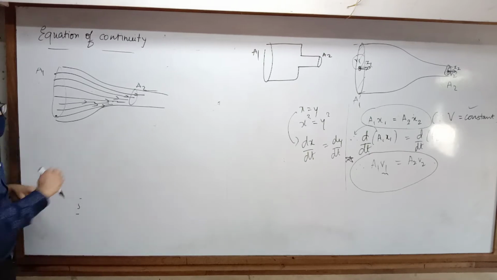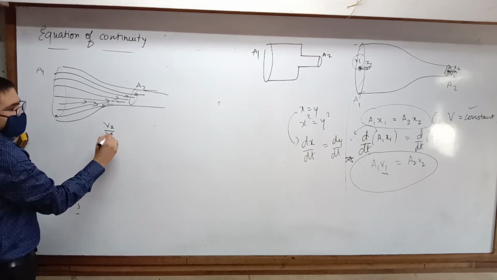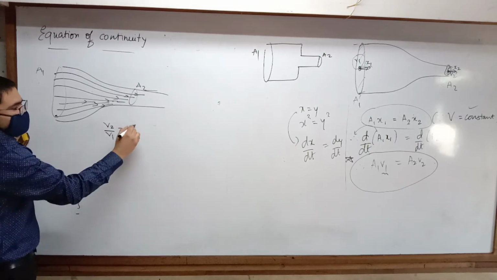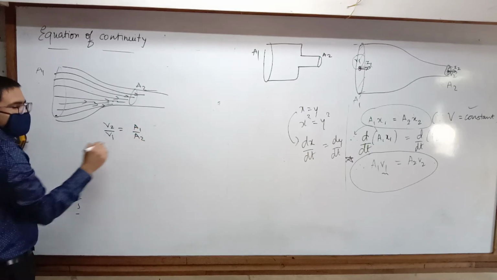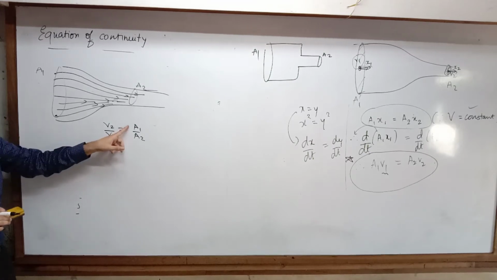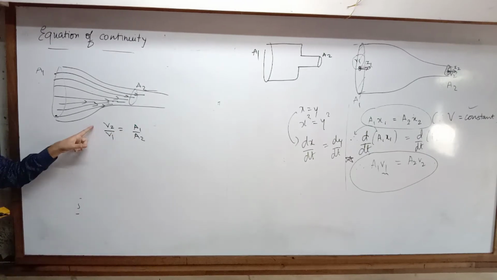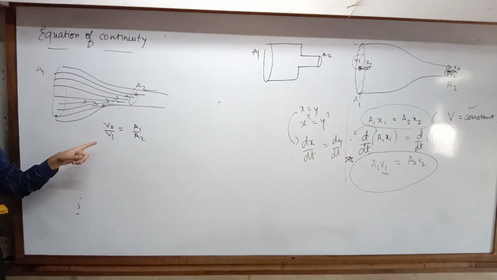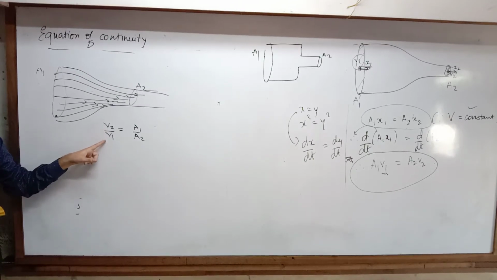Look at that equation. V2 upon V1 is equal to A1 upon A2. Agreed? Now which area is more, which area is less? A1 is more, A2 is less. So which speed is more, which speed is less? V2 is more and V1 is less.